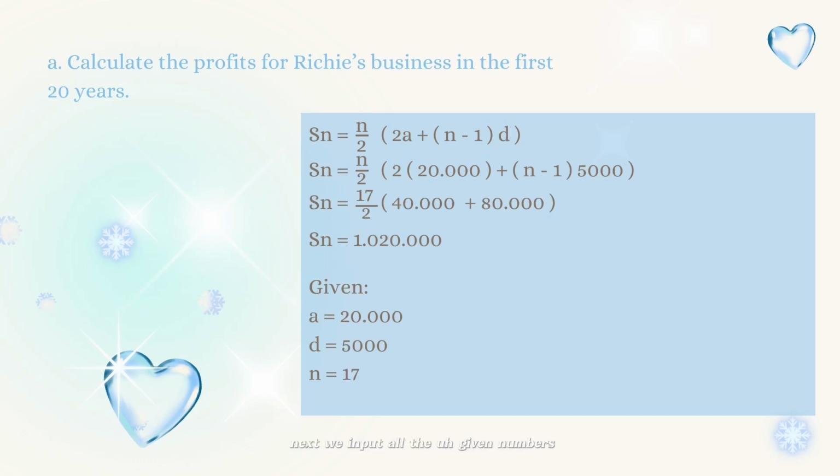Next, we input all the given numbers, then we calculate it. 2 times 20,000 is 40,000. n minus 1 times 5,000 is 80,000. So, we get n over 2 times 40,000 plus 80,000. The result of it is 1,020,000. That is the total profit for the first 17 years.